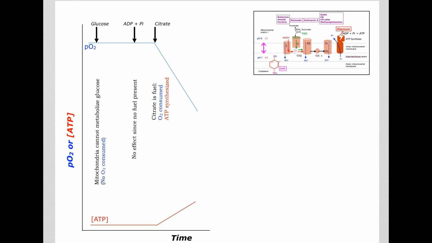Now, once we add a fuel such as citrate that can be metabolized by the mitochondria, we see the electron transport chain happening, and oxygen is being consumed as the ETC activity occurs. And since the ETC activity is occurring and there is ADP and Pi present, we also see ATP synthesis going up.